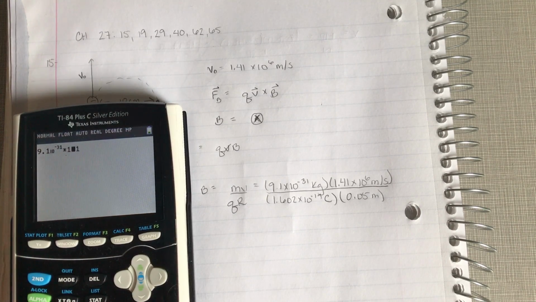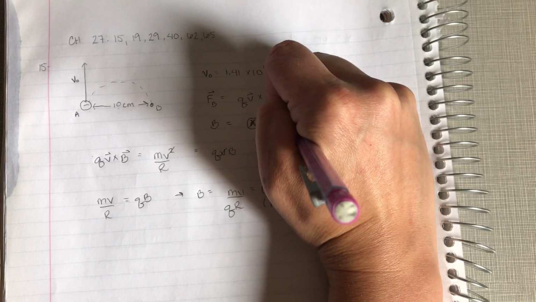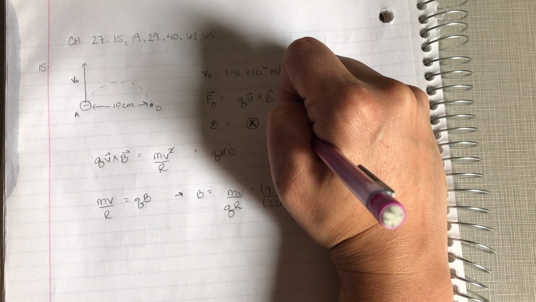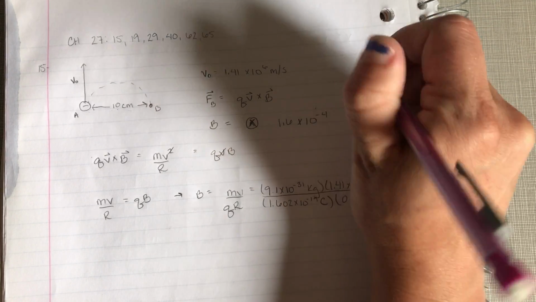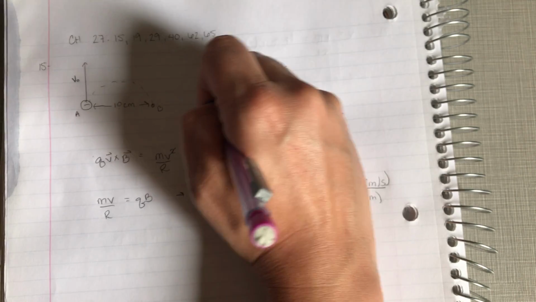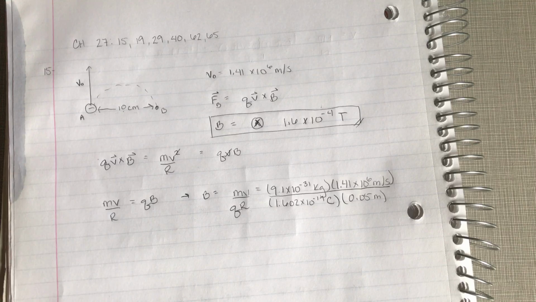Okay, times 1.41 times 10 to the 6, divided by 1.602 times 10 to the minus 19 times 0.05. So the magnitude of our magnetic field is going to be 1.6 times 10 to the minus 4 Tesla. Alright.